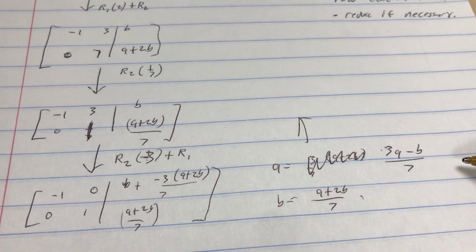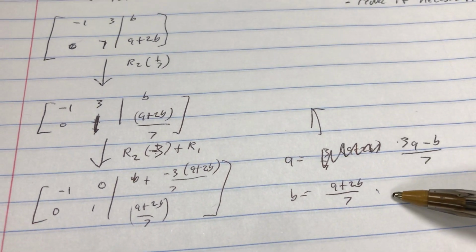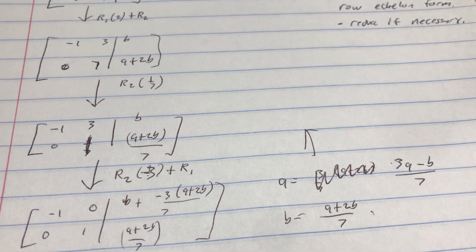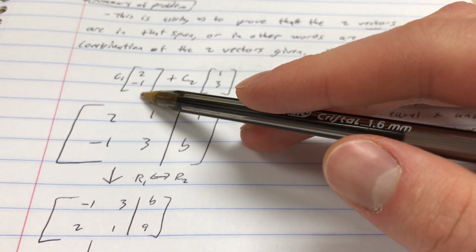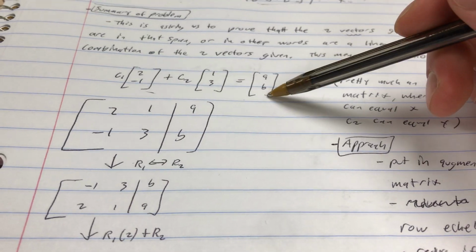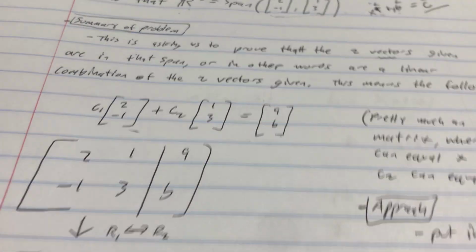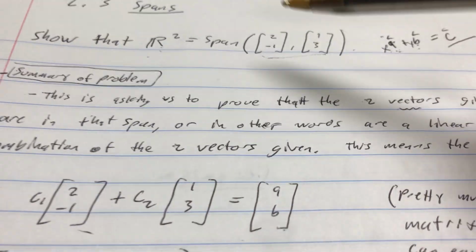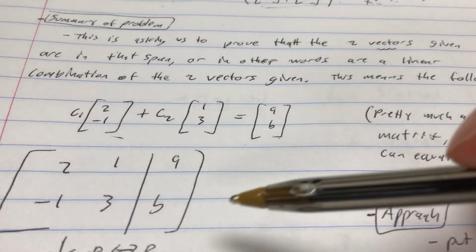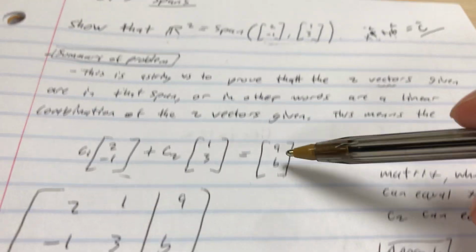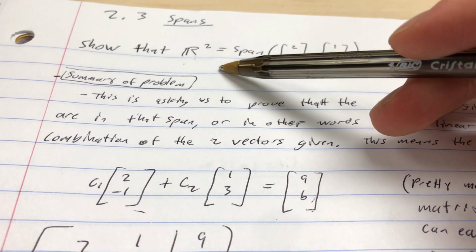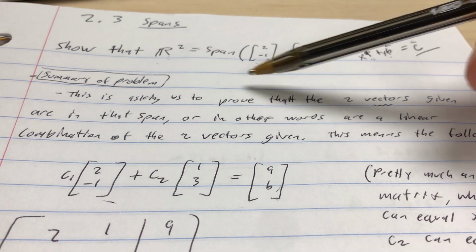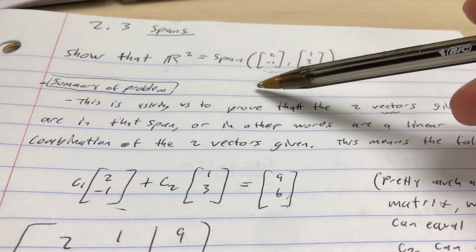You get out that C1 is equal to (3A minus B) over 7, and C2 equals (A plus 2B) over 7. So the fact that we got a unique answer proves that we can plug it back into here, and this shows that it is a linear combination. Thus, since it is a linear combination, they are all in the same span. So we got that any arbitrary numbers A and B within R2 are in the linear combination of this span right here.